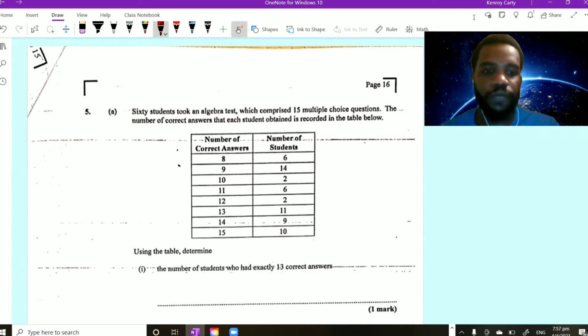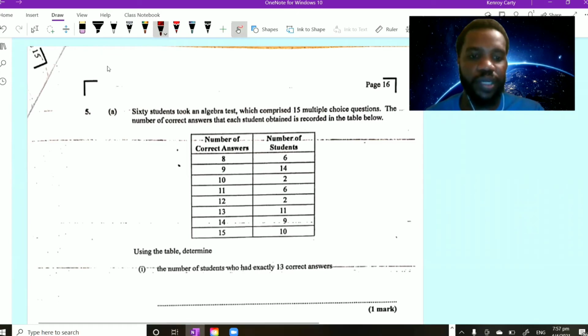So the first question says, using the table, find the number of students who had exactly 13 correct answers. All you have to do is look in the number of correct answers column, look for 13, and you see 11. So 11 students had exactly 13 correct answers. So that part is straightforward. All right, no worries there.